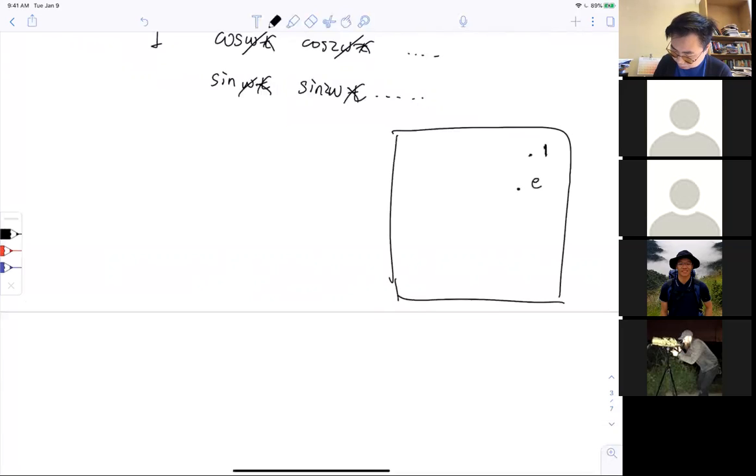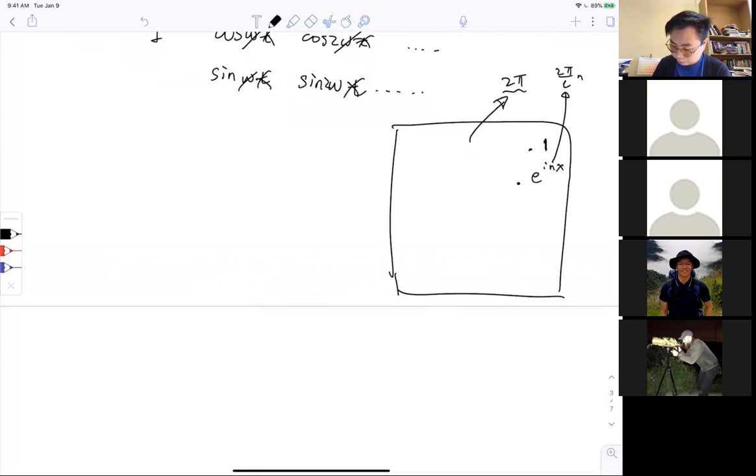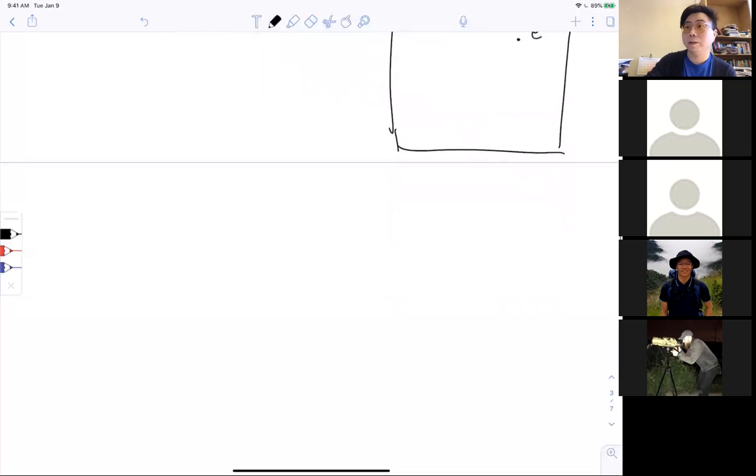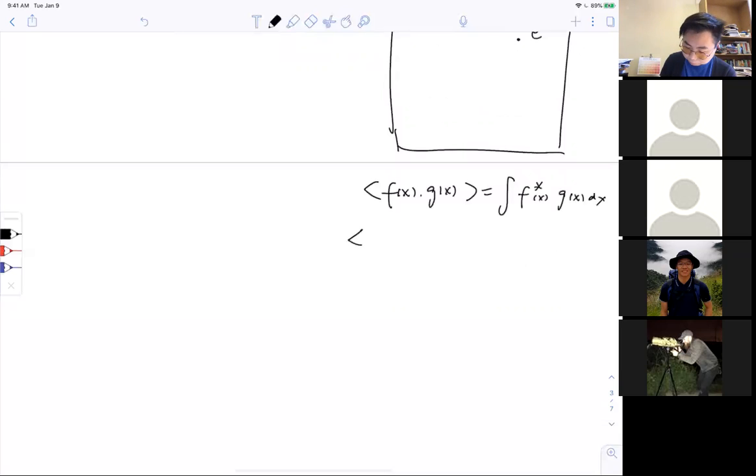It is e^{inx}. Of course, we assume the period is 2 pi. If it's not 2 pi, then you just change this n to 2 pi over L times n, where L is the period. So similar to what we did before, you can define this kind of inner product as this. And then you will find that this basis is also orthogonal to each other.